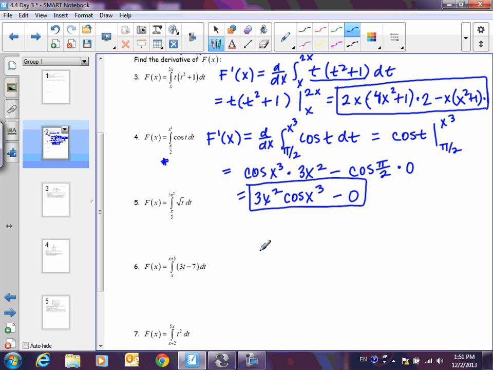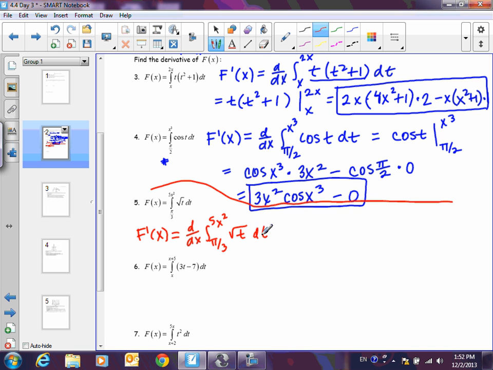Okay. Okay, so looking at number 5, I'm going to switch colors so it's kind of easier to see from problem to problem. All right, so here we have big F prime of x. That's going to equal the derivative of the integral. And again, notice that this is a number. So my second term, I already know is going to be 0. Okay, I already know that. So I'm kind of getting ahead of myself. First, I just need to write square root of t with 5x squared and pi over 3.